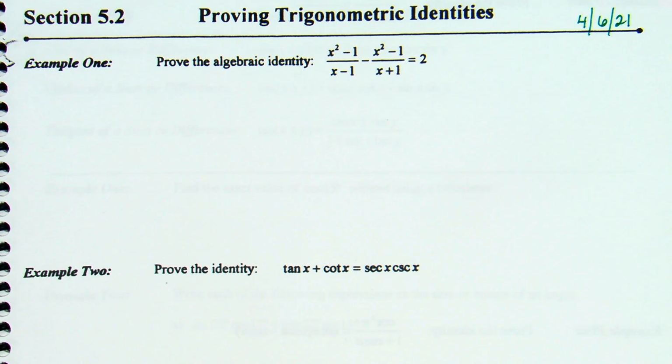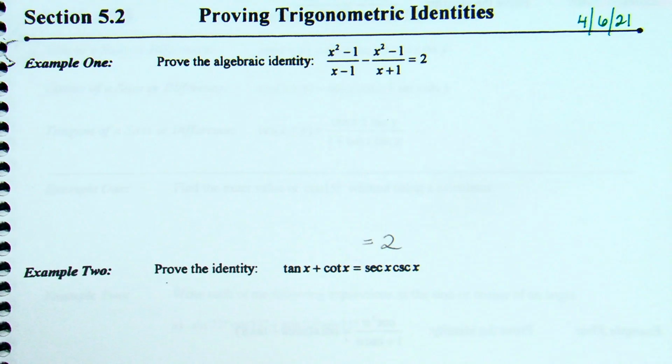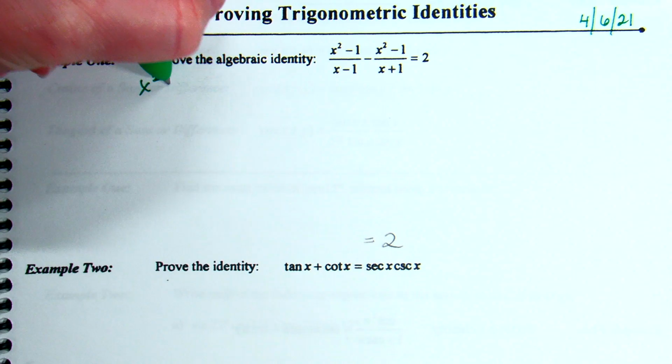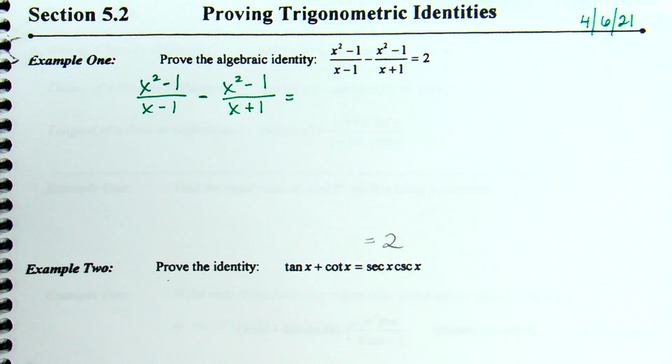And so as we work with this, our job when we get down to the end is that this equals 2. Now, we're starting with the left. So let me write it up here: x squared minus 1 over x minus 1, minus x squared minus 1 over x plus 1. So all we're working with is the left there. And our job in the end is to show that it equals 2, to manipulate it, rearrange it, do whatever we can with it.